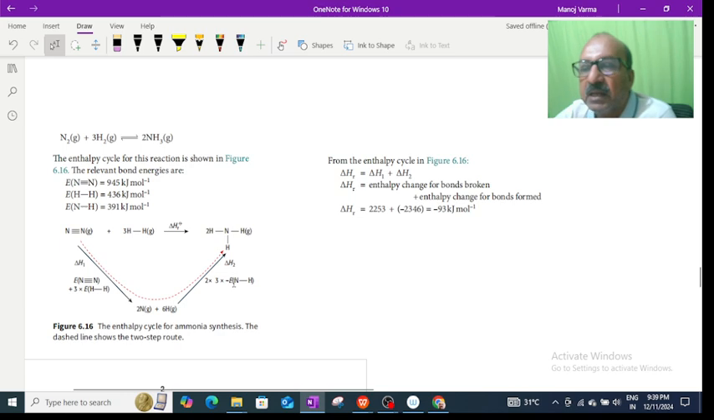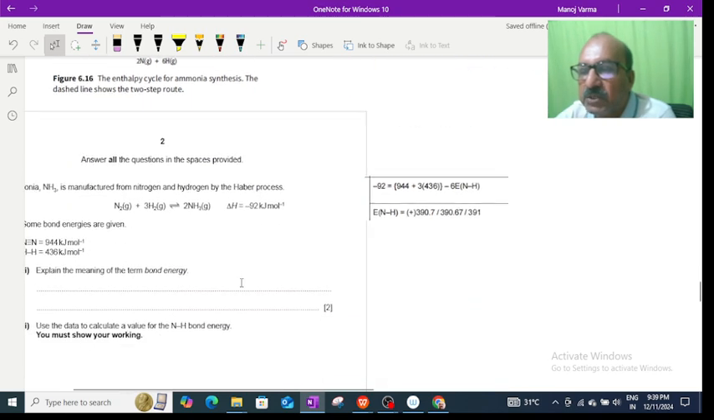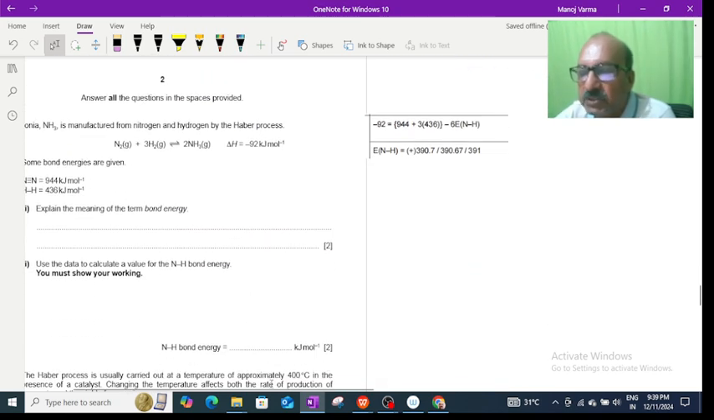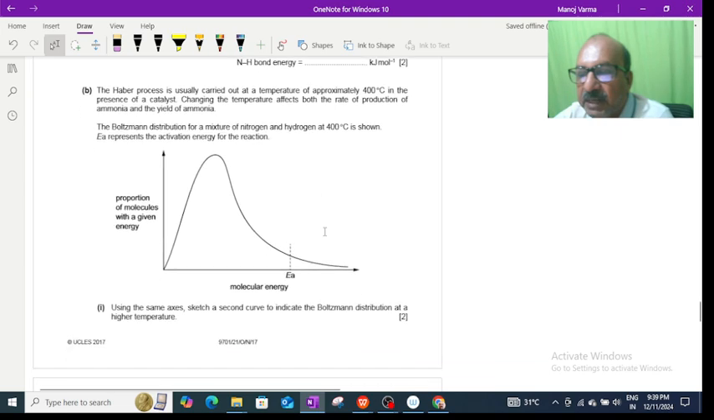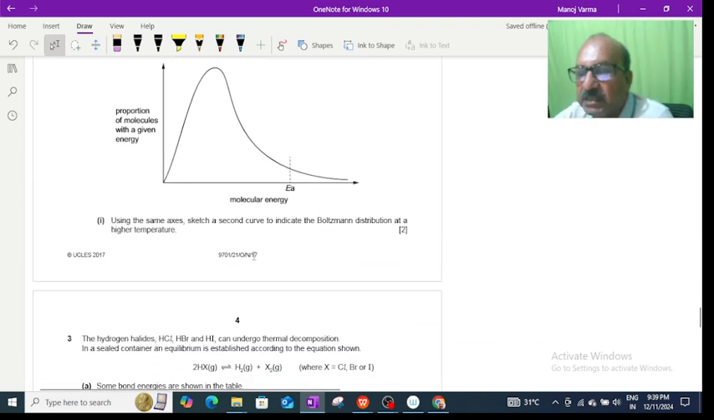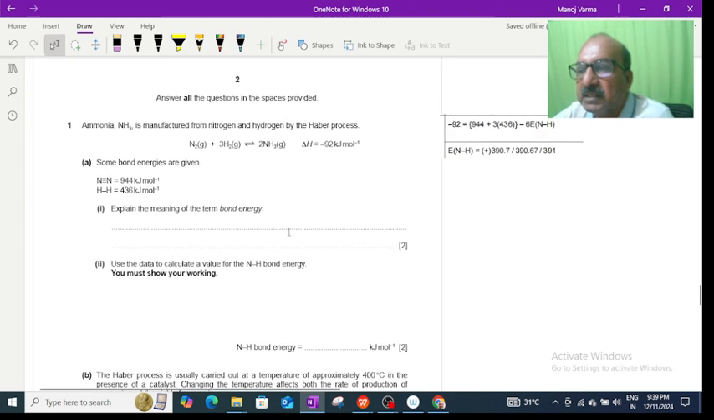Okay, now we are going to understand how do we solve the question which is based on bond energy. So the method for bond energy is a little bit different. So I'm going to explain you that. Now see, this question has been taken from the winter 2017 paper 21. Of course, the code is 9701. This is based on the bond energy.